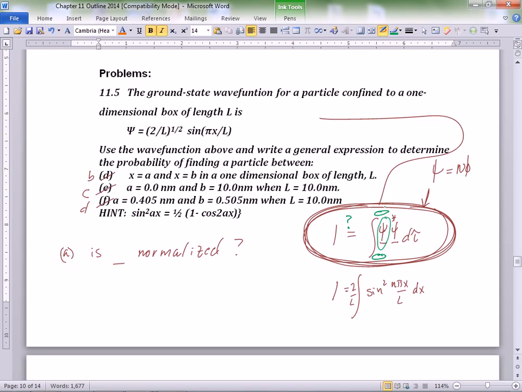And now I wrote this for you, I probably shouldn't have. How did I know to write dx instead of d tau? How did I replace d tau with dx? Because it says one-dimensional box. And what is the dimension? It's x. You kind of got to read further down. Well, you can look in the equation. There's your one dimension. There's x.